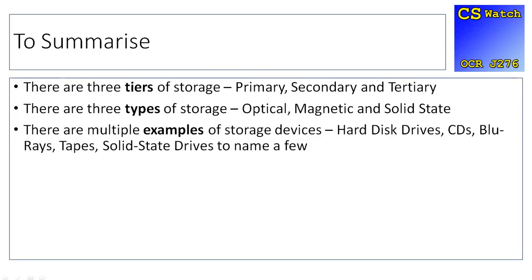So we have got three tiers of storage: primary, secondary, and tertiary. Three types of storage: optical, magnetic, solid state. And there's multiple examples of different storage devices. In the exam, you need to make sure that you're reading the question carefully. If it asks you for types of storage, we're looking for optical, magnetic, solid state. If we're looking for examples of storage, we're looking at hard disk drives, CDs, Blu-rays, solid state drives, tapes.